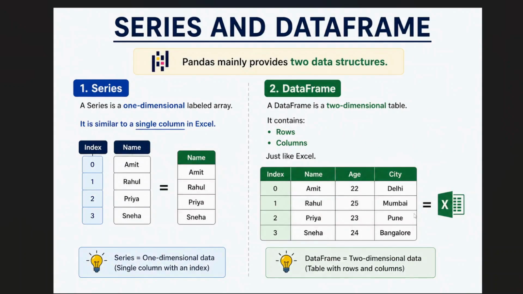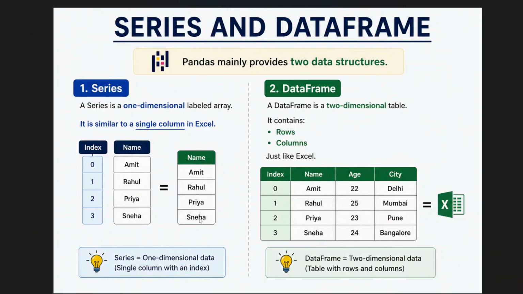Now, Pandas mainly provides two data structures: series and data frame. Let's understand these two things. First is series. A series is a one-dimensional labeled array. It is similar to a single column in Excel, like a single column of name or age. Don't count the index. Like this: Name, Amit, Rahul, Priya.